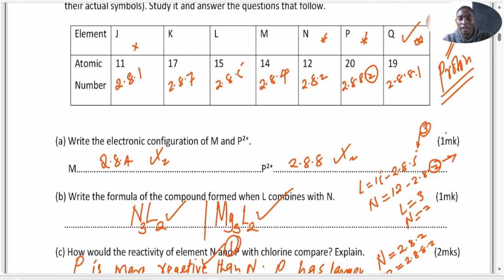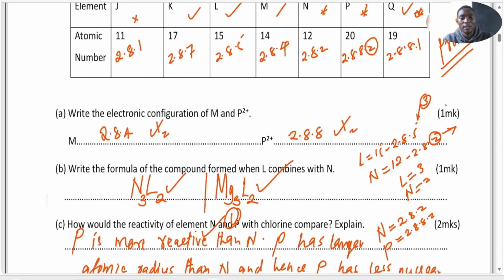And on the other side, the most electronegative is always the non-metals, which can easily gain an electron. In other words, they have smaller nuclear charge for the non-metals. So in our case, we have K, we have L, and we have M. When I look at them, K has high affinity of gaining electrons. So it is the most electronegative.